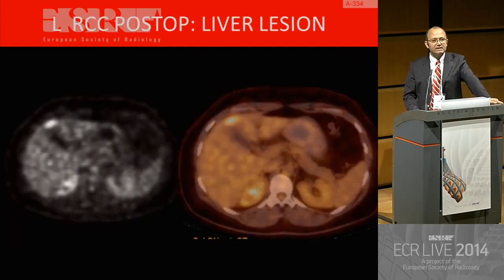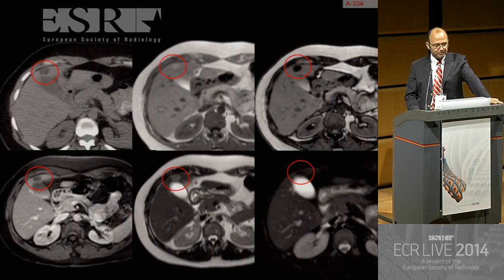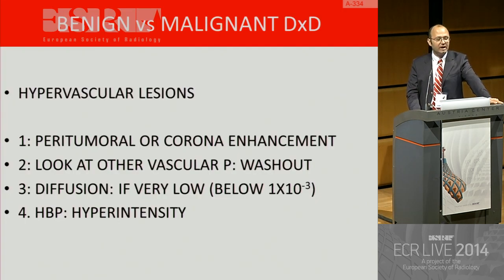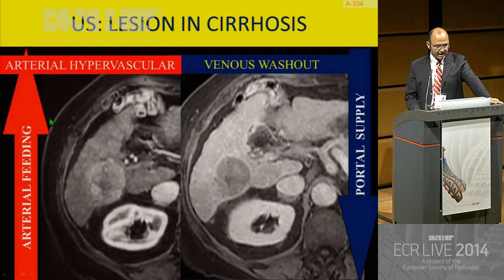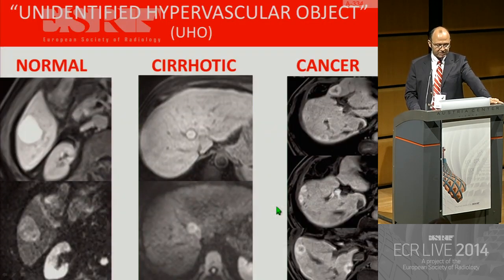Okay, this is one of my last cases. Left renal cell cancer, post-op, PET-CT positive patient, just remember only one benign lesion can have PET-CT positivity. It is hepatic adenoma. So how can we differentiate benign from malignant? You look at the enhancement pattern. This is neuroendocrine tumor. This is corona enhancement that can be seen in HCC. And if you see washout, it's very typical for HCC.